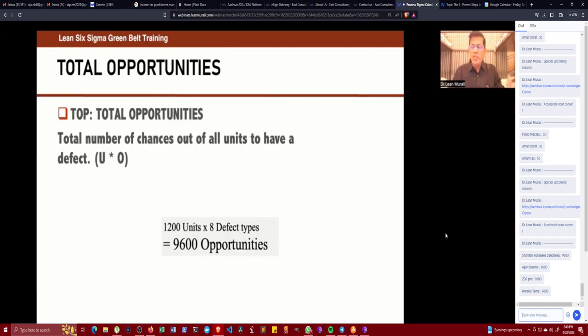So opportunities must be very, very clear. That is 8 ways in which an invoice can go wrong, and those are all called opportunities. And 1,200 such invoices are there, and hence it is 9,600 opportunities.